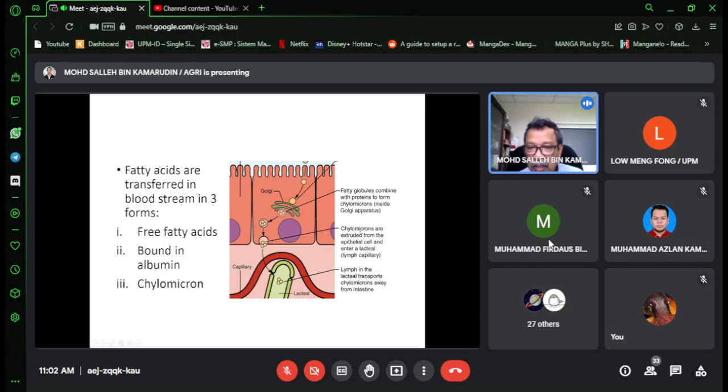Ada yang sebut kilomicron, ada yang sebut kilmicron. Tak ada low-nya, tak sebut. Sebab so far most yang sebut kilomicron. Alright, and then barulah dia masuk ke dalam lymph, or lymph bahagian dalam intestine. So once they enter the lymph, they will be carried away from the intestine to the blood, to the other parts of the body.